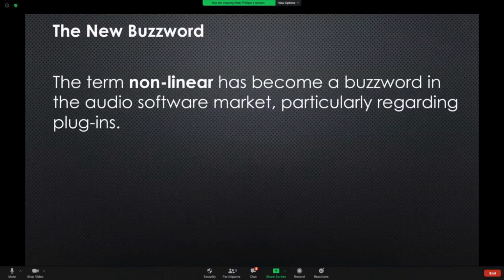Just while we're talking about plugins and nonlinear and audio DSP, nonlinear has become a kind of buzzword in the audio software market, I'd say particularly regarding plugins, due to a combination of marketing terms and general information as it's spread around as people try to understand what nonlinear means.